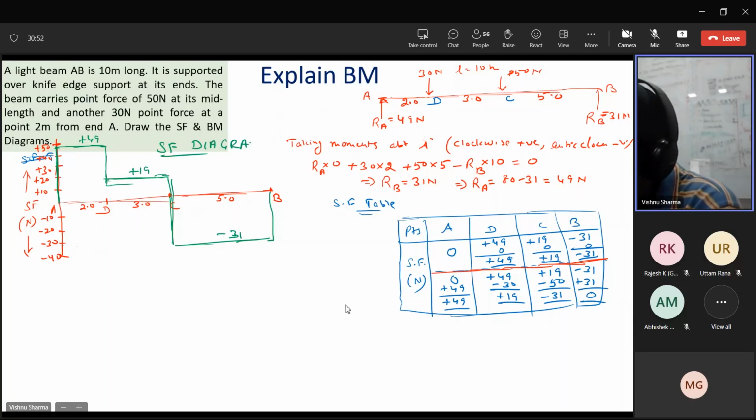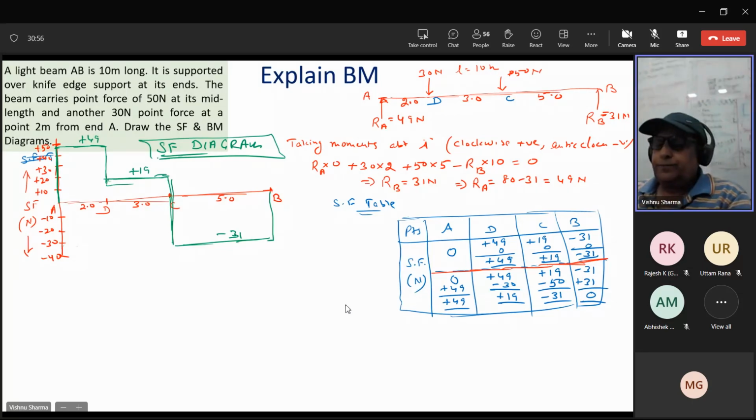Guys, any question on the drawing of the shearing force diagram, or is it good? Is that clear? Yes, sir. The shearing force diagram is good, guys. So it's a repeat of what we did yesterday, okay? But now through the proper procedure.